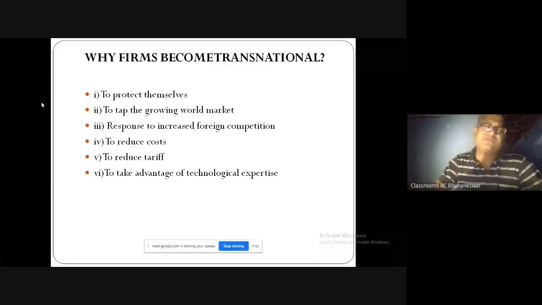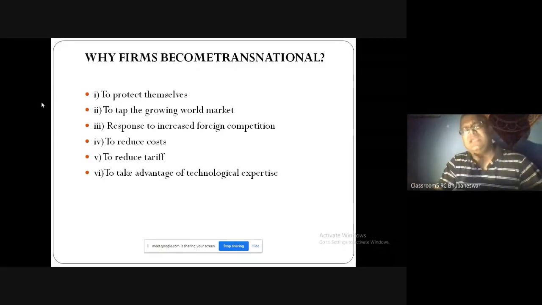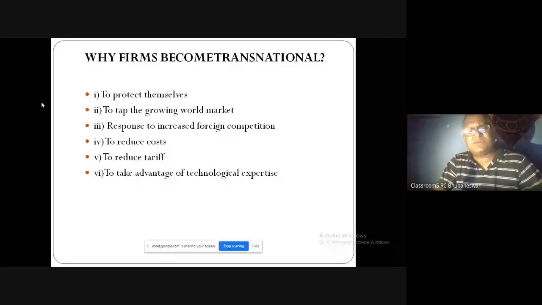they are left out from the increasing corporate world, and also to reduce the cost of production and to reduce the tariffs and take advantage of technological expertise. If you take the example of technological expertise, once upon a time Nokia was number one in the mobile market, but nowadays Nokia is nowhere. Why does this happen? Only the lack of Android technology; it did not adopt the particular technology. Even if Nokia collaborated with Microsoft and changed its marketing strategy, it could not compete with or beat Samsung.